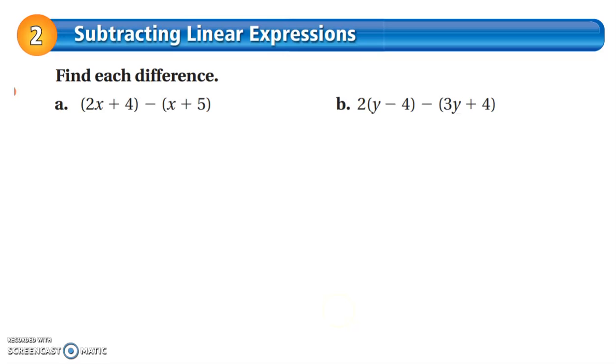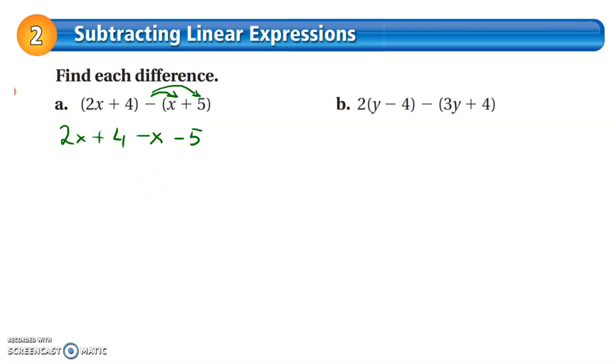All right. Subtracting linear expressions. Here's our second example. In example A, there's nothing in front of the first set of parentheses. And then the second set of parentheses, we have a minus. Remember, with the minus, we are also going to distribute that to everything inside. So we can carry down the first set because there's nothing outside the parentheses. 2x plus 4, and then the minus distributes, then we get negative x, and then negative times positive is negative, so negative 5 or minus 5.